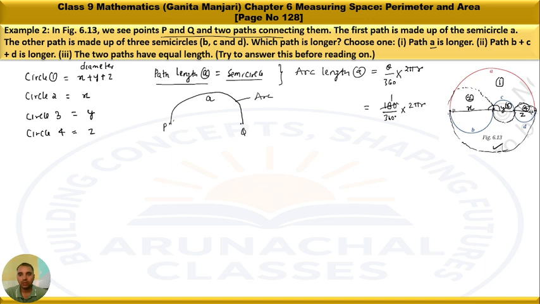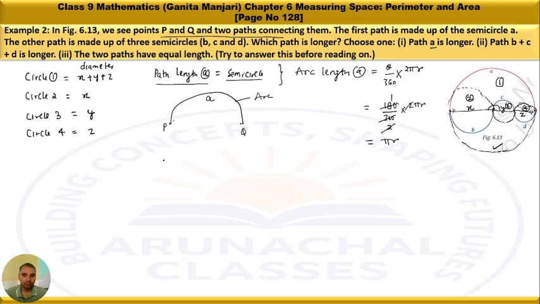Because the angle subtended from point P to the center of the circle and from point Q to the center of the circle is 180, I have taken 180 degrees divided by 360 multiplied with 2 pi r. 180 once goes, 180 twice goes, then 2 and 2 cancel. So here it is pi r. So I get pi r as the arc length A.